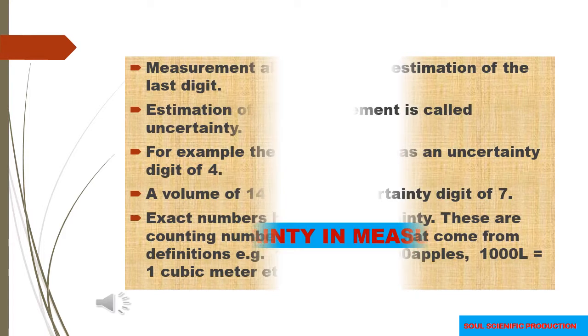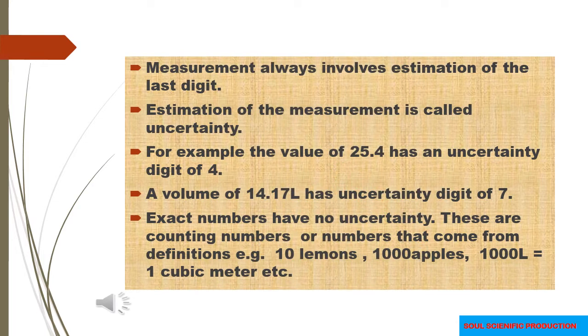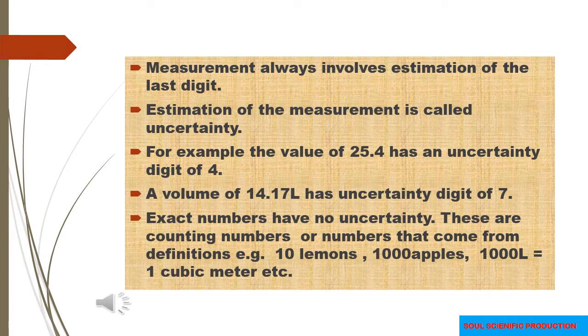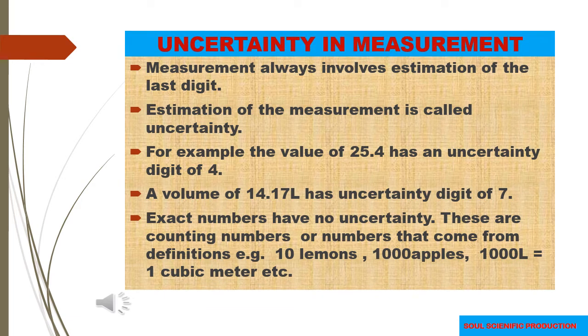Uncertainty in measurement. Measurement always involves estimation or approximation of the last digit. Estimation of the measurement is called uncertainty. For example, the value of 25.4 has an uncertainty digit of 4. This is because the last digit is an estimated value. A volume of 14.17 liters has uncertainty digit of 7.